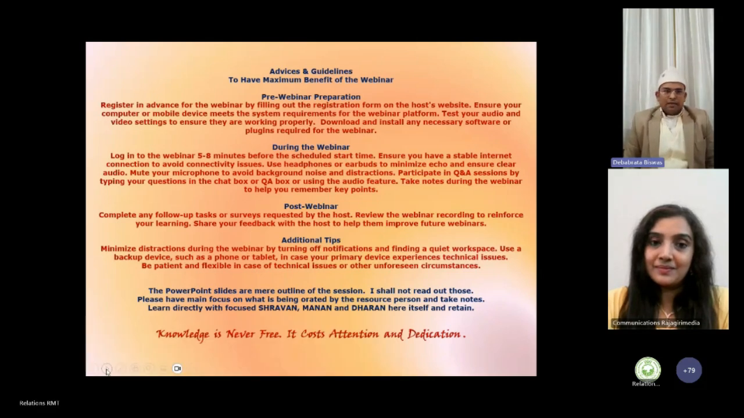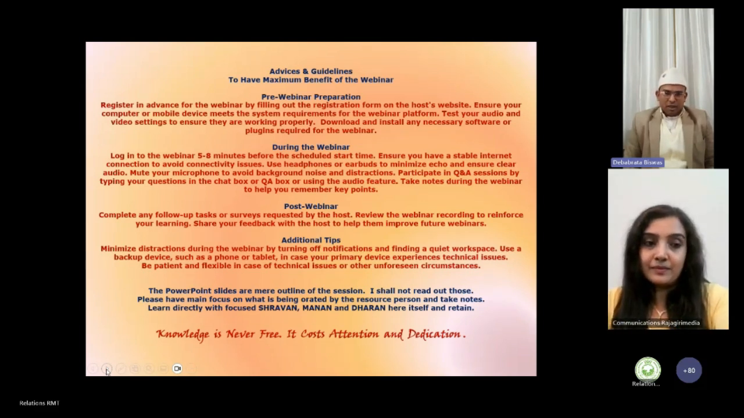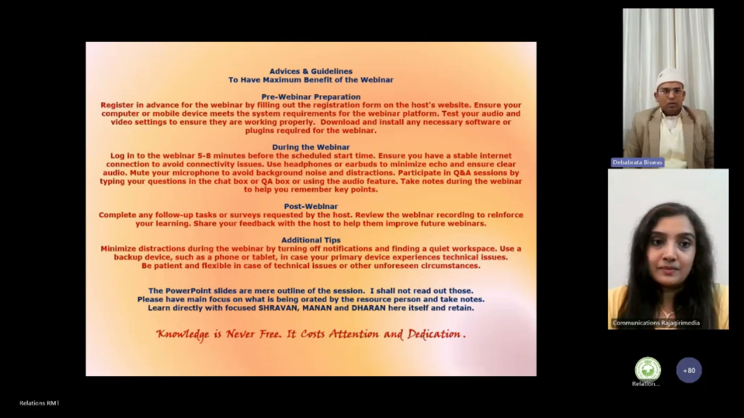And as I will proceed with the slides, please, we cannot make it exactly interactive because of the time limitation. So whatever the doubts are coming, whatever the questions will be there, please note it down in your notebook. And during the question answer session, we can discuss everything. And please consider that this session is not at all free. It costs you attention and dedication. Thank you so much. Next slide, ma'am.